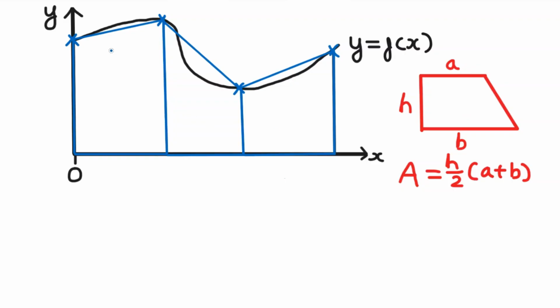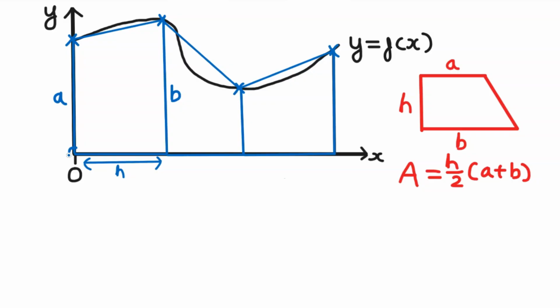So if we consider this first trapezium here, remember this trapezium here is flipped 90 degrees, so that means that h is now going to be down here, and then this side here is going to be a, and this side here is going to be b. Well, let's consider h here at the bottom first. So this is the value that we've talked about before.